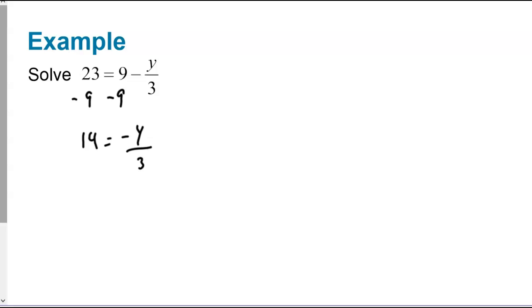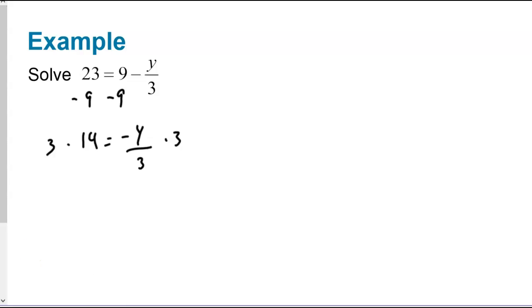Now we've got a division problem with my variable, and I want to isolate that variable. So how am I going to get it all by itself? Well, I'm going to do the opposite operation. If it's dividing, I'm going to multiply, and what I do to one side, I have to do to the other. You can either do the negative now, or you can do it afterwards. If you multiply by negative 3 right now, then you're going to have a positive on your answer.